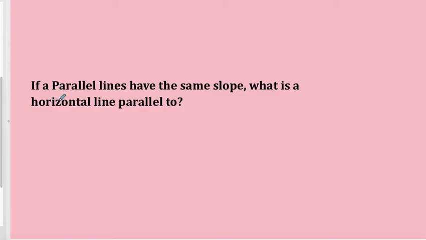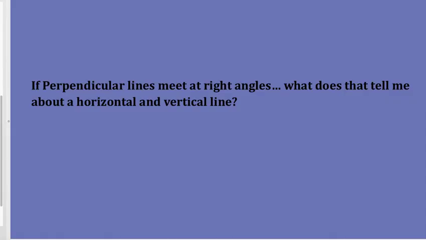All right, so if parallel lines have the same slope, what is a horizontal line parallel to? Well, it would be parallel to another horizontal line because horizontal lines have the same slope and they both are 0. All right, last question of the day. If perpendicular lines meet at right angles, what does that tell me about a horizontal and vertical line? Well, it tells me that they are perpendicular.